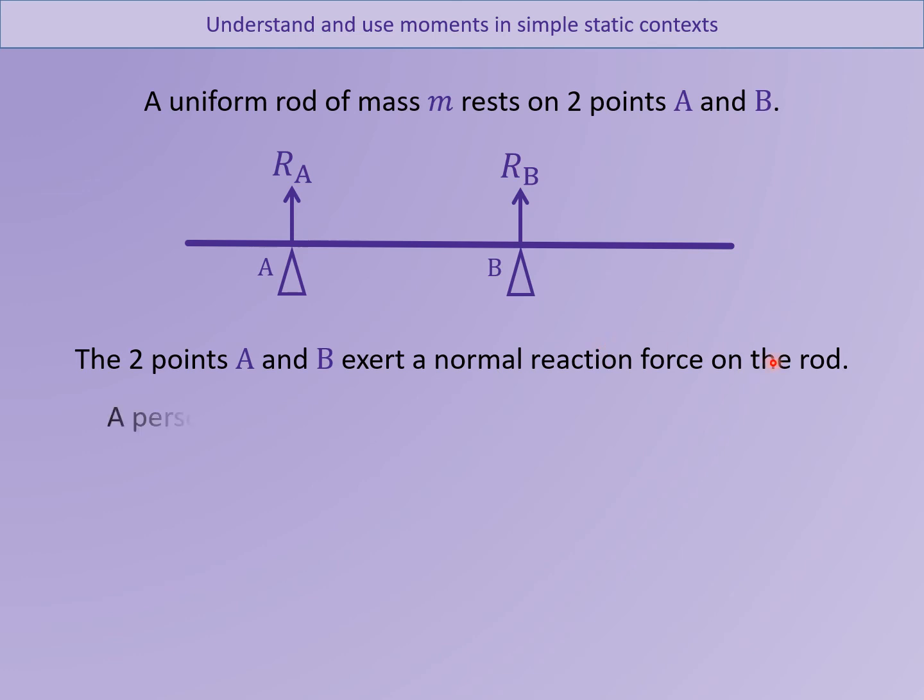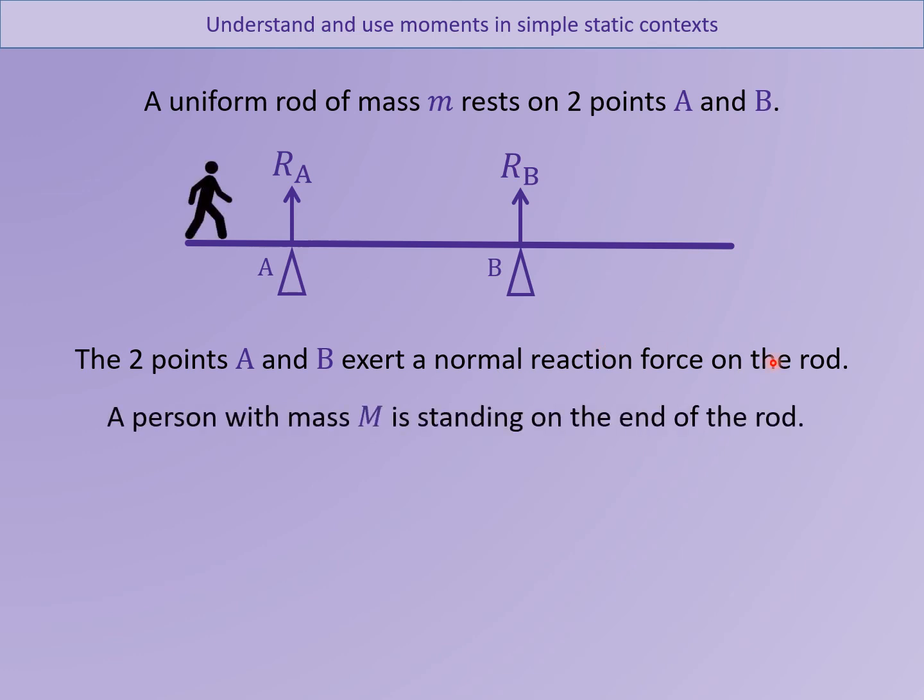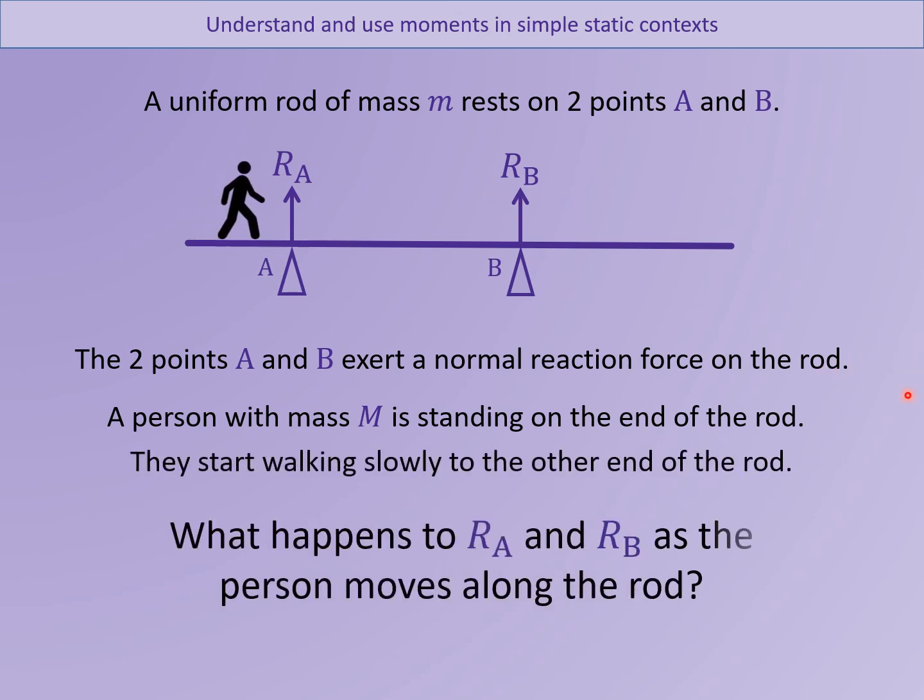Now, this is the situation we're looking at. A person is standing at that far end of the rod. So they're quite big. And what he's going to do is walk from one side of that rod to the other. He's going to walk across there. And what I'd like you to do is consider what happens to the normal reaction force RA and RB as he moves. So as he's moving across, what's happening to the normal contact force at RA? And what's happening to the normal contact force at RB? So just have a think about that.